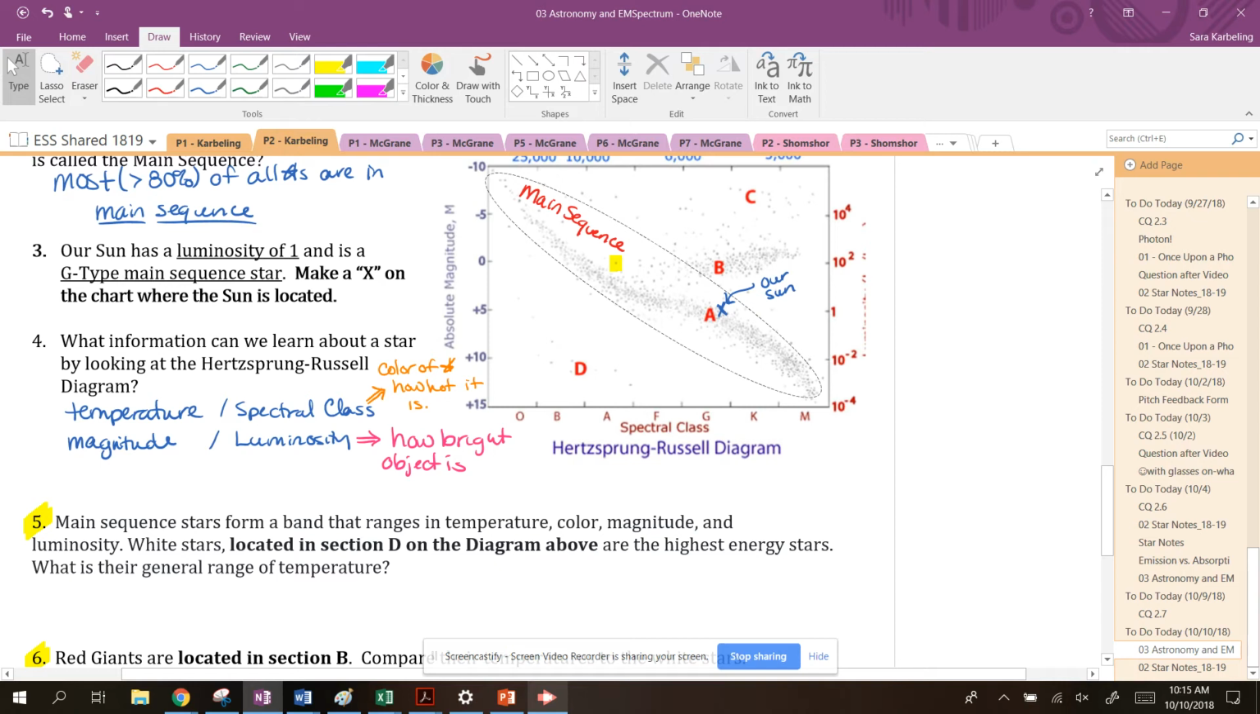White stars are located in D. They're right down here. There are just a few of them on this graph. There are a lot of them out in space, but compared to the main sequence, there are not a lot of them. Their highest energy stars, that's good to know.